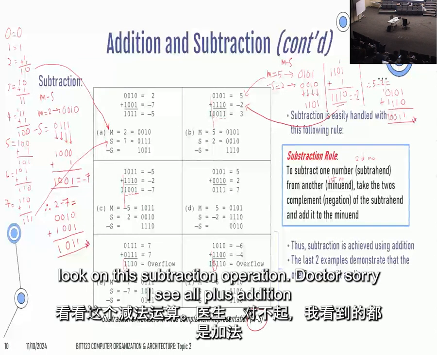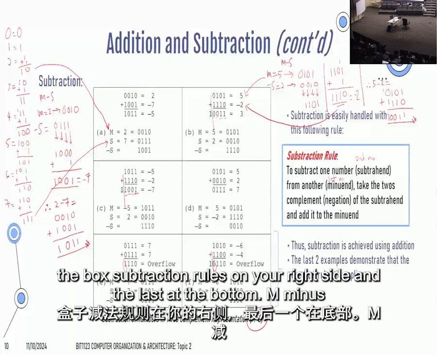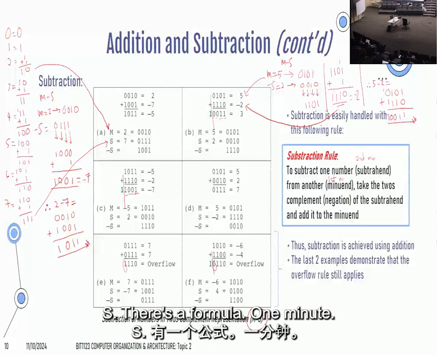Take a look at this subtraction operation. Doctor, sorry, I see all plus addition. That's the symbol. No subtraction. Yeah, take a look at this case. I want you to check the box of subtraction rules on your right side and the last at the bottom. M minus S. That's the formula.